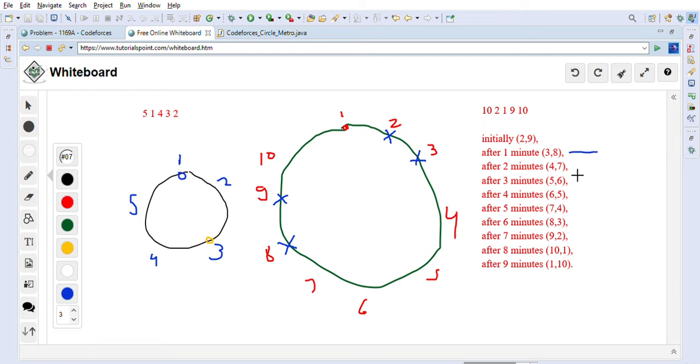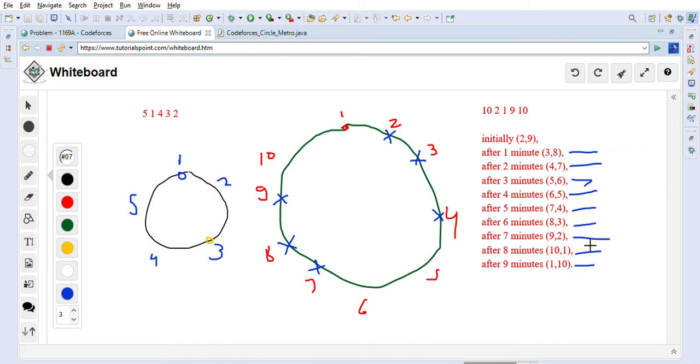After 2 minutes, he will reach 4, correct? He is going forward, he is going backward. Both trains are going in opposite directions. So as you can see, 4 and 7. Then it will keep going, 5 and 6, then 6 and 5, then 7 and 4, then 8 and 3, then 9 and 2, then 10 and 1. After 10 it is 1, so 10 will become 1 and 1 will become 10, in opposite directions.